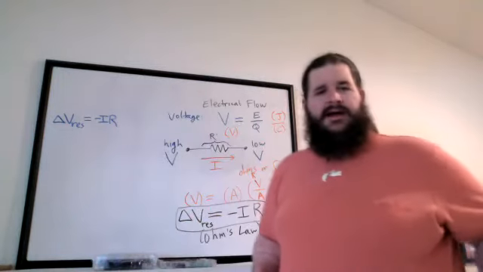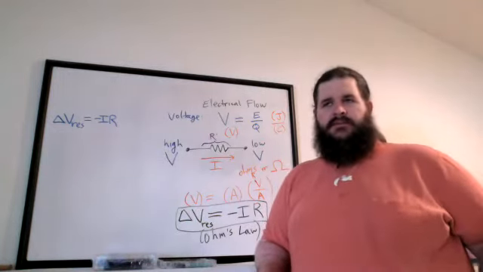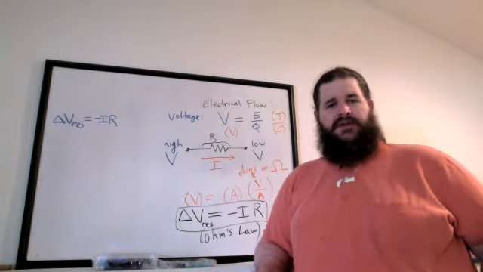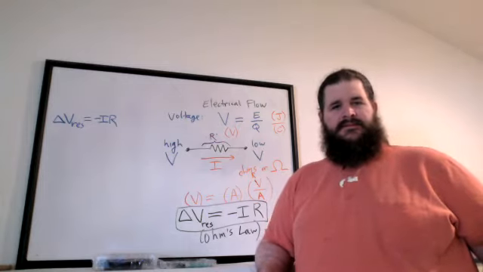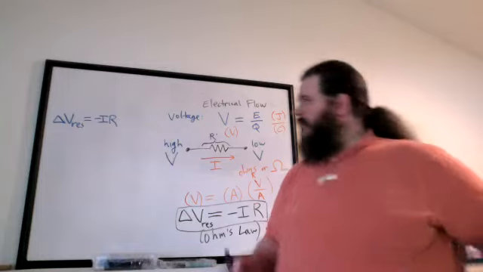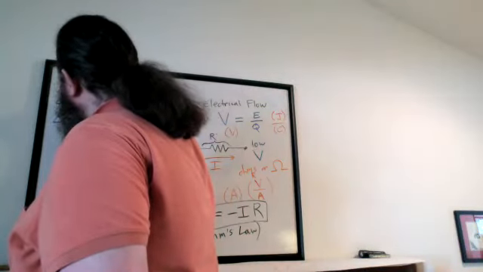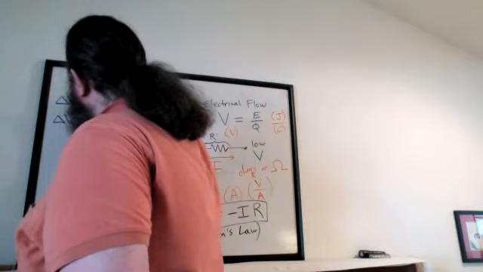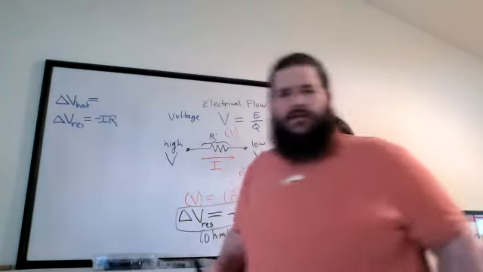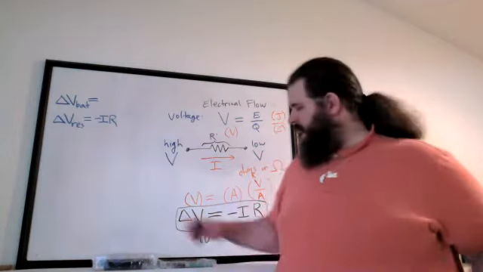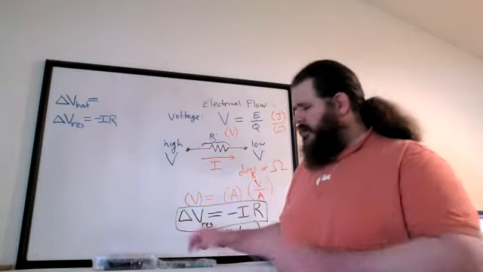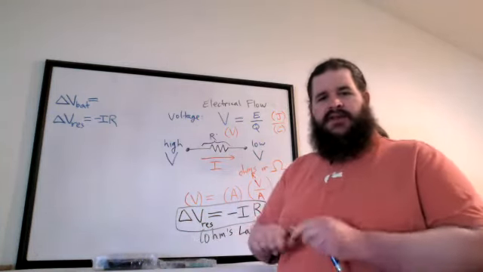But what else might you find in a circuit? What other things might you use to put together a circuit? Battery. Yeah, a battery. And what does a battery do to the voltage? We said it increases the voltage. Yeah, the battery just provides an increase to the voltage.